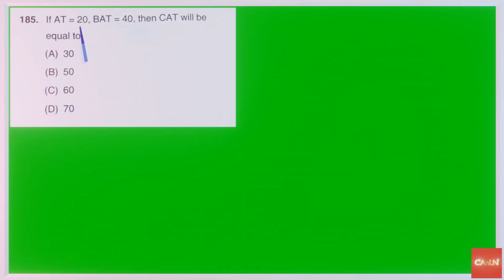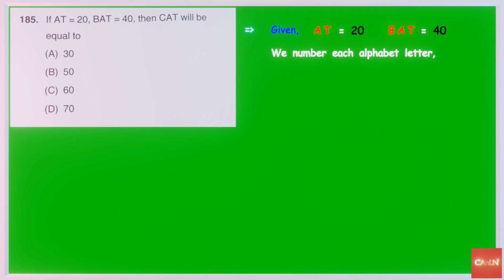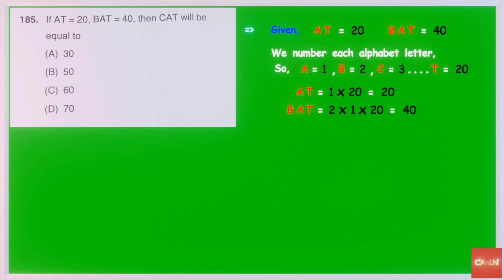If AT equals 20, BAT equals 40, then CAT will be equal to? Here we number each alphabet letter. So A corresponds to 1, and T corresponds to 20. AT equals 1 into 20 equals 20. BAT equals 2 into 1 into 20 equals 40. CAT equals 3 into 1 into 20 equals 60. Hence, answer is option C.